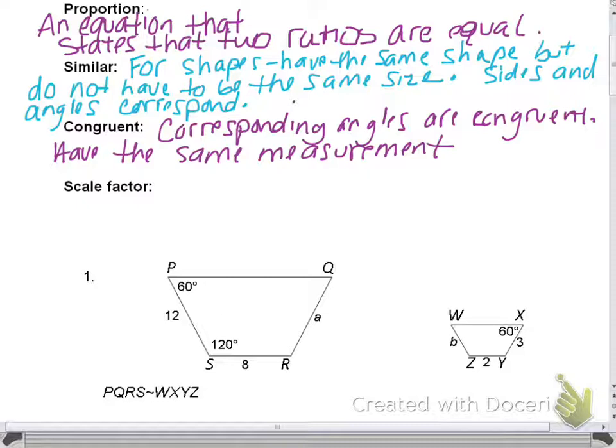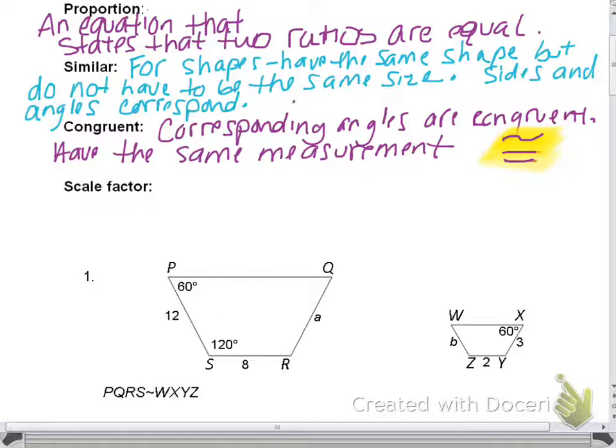We show congruency by using the symbol of an equal sign with a little tilde above it. So this is the sign that we use for showing that things are congruent. Got it a little dark there.